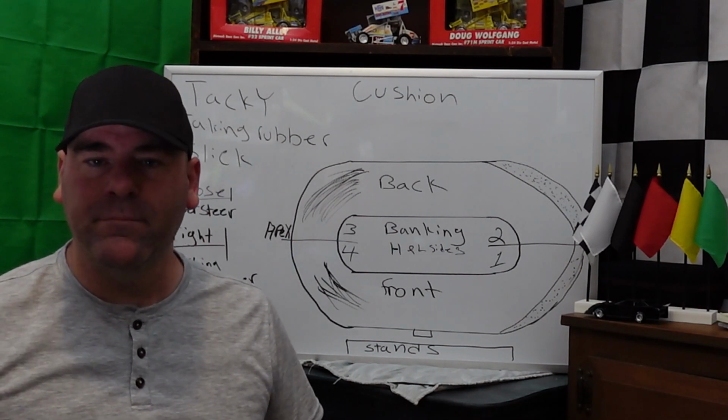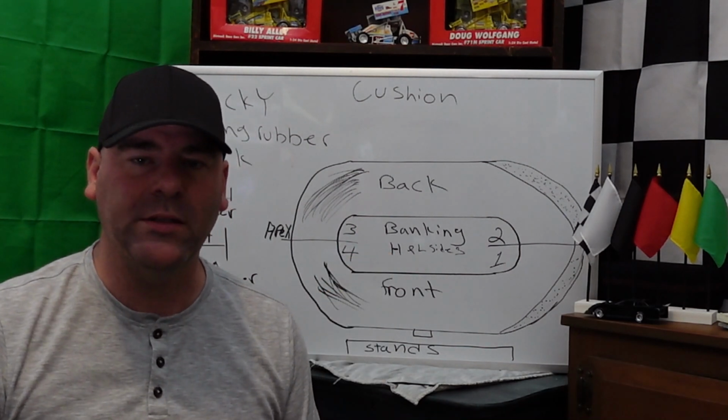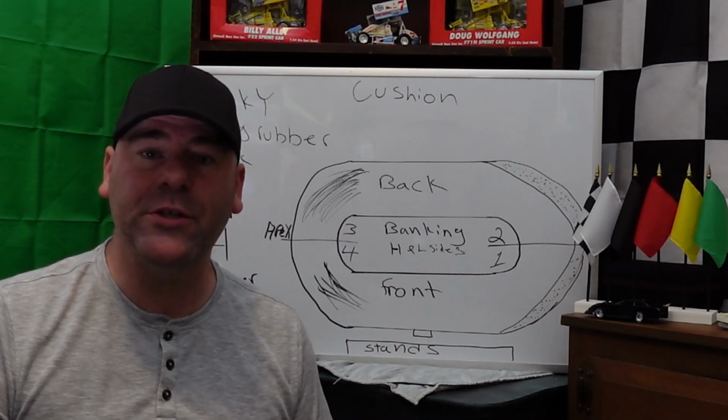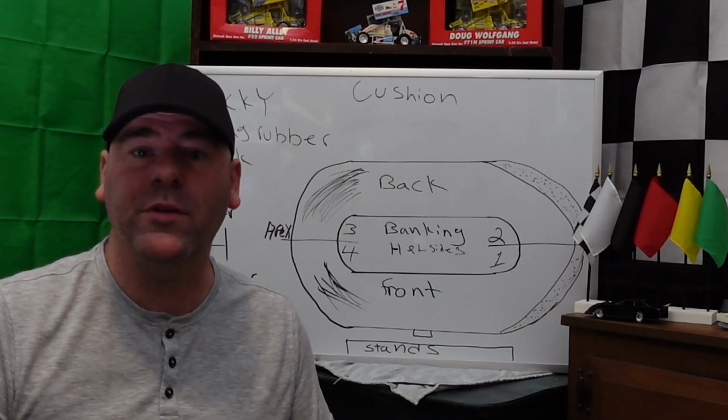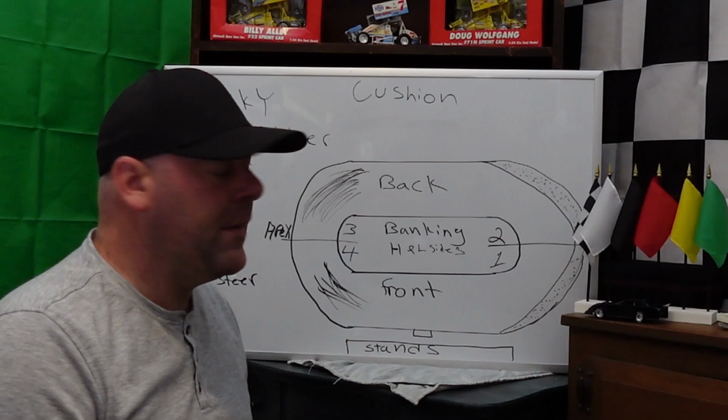Alright, so there you have it. Circle tracks, or oval tracks as we like to call them. Some are even D-shaped. There's a lot of racetracks that have their own personality. And that's what's cool about it.